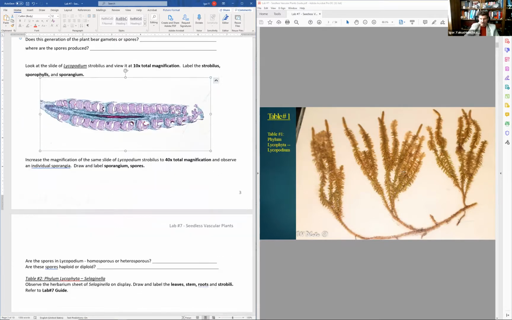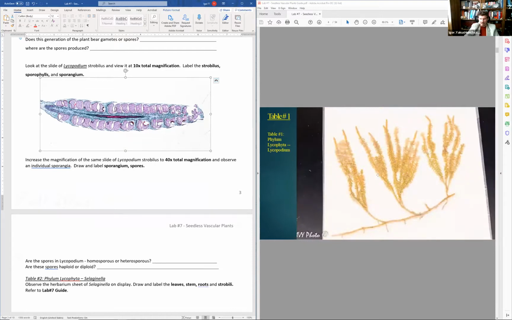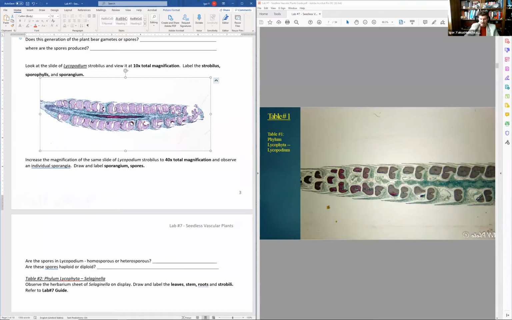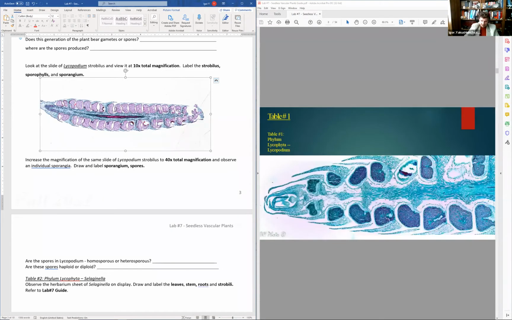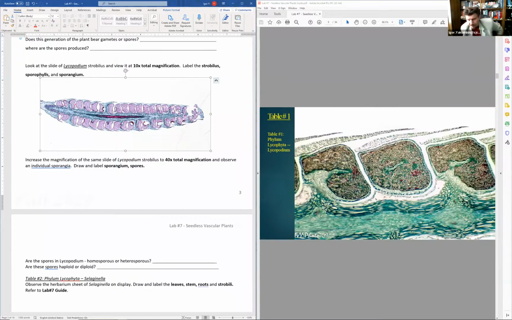And increase the magnification. So here we're looking at the increased magnification, look at those. You can see the sporophylls, right? And this is the sporangia. Now look at the spores. The spores are all about the same size. You're looking from one sporangia to another sporangia to a third sporangia. All the spores are about the same size.